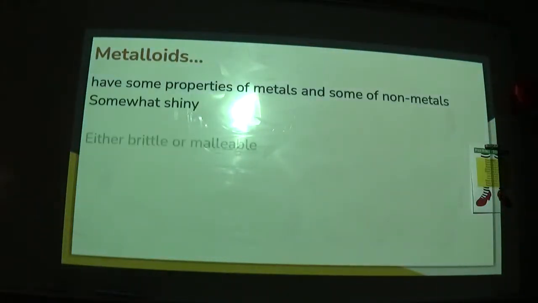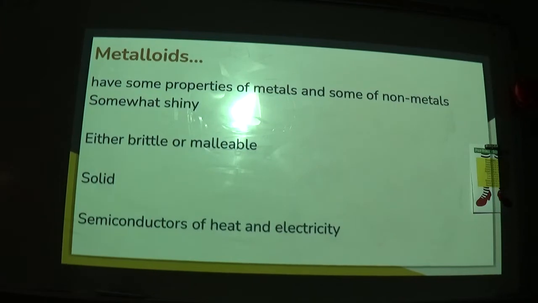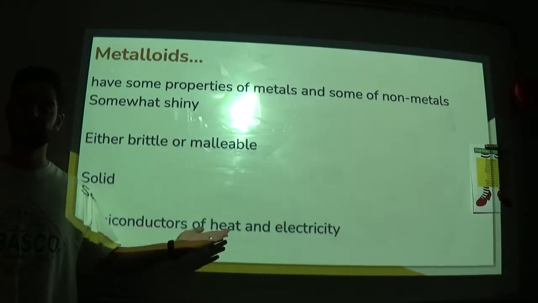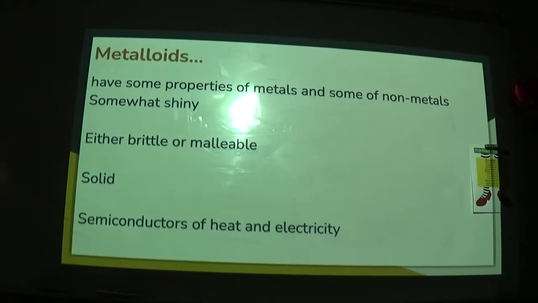Okay, so they can be somewhat shiny. They can be either brittle or malleable depending on the compound. And then here's the key: they are semiconductors. They do conduct electricity, but not as freely as a metal would. They could be kind of insulating, but they're not as insulating as a non-metal, which is kind of weird. But it turns out this is actually really useful.